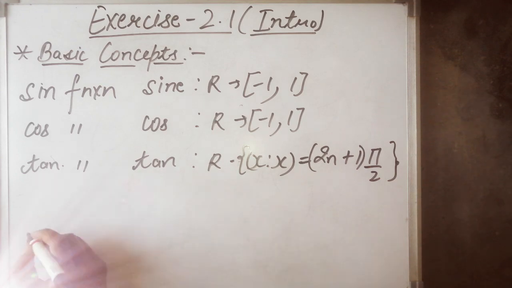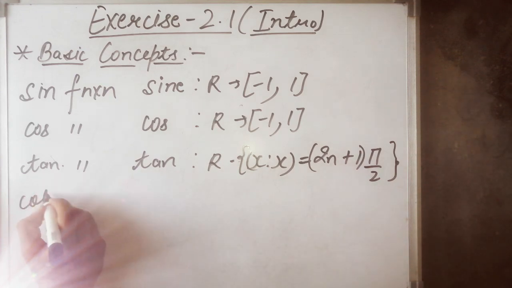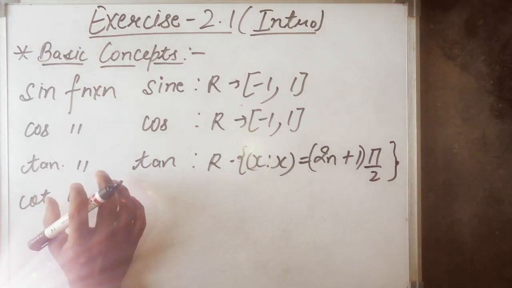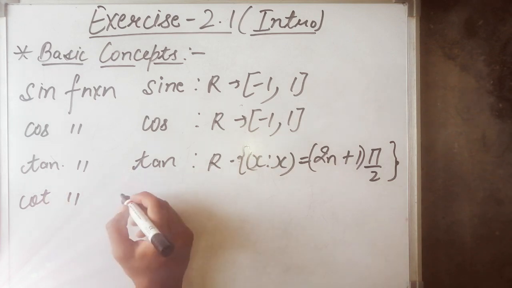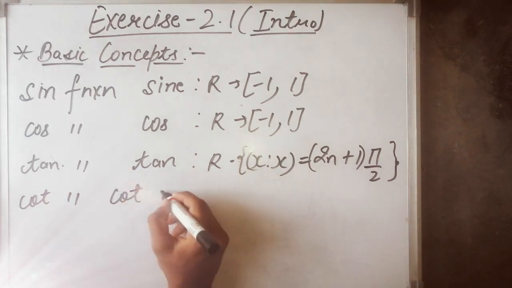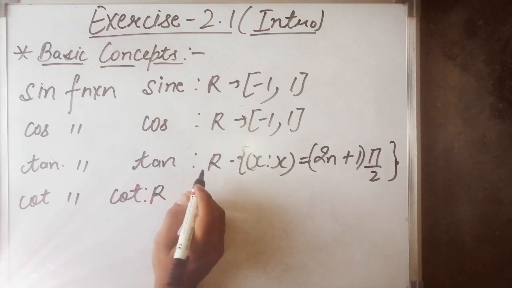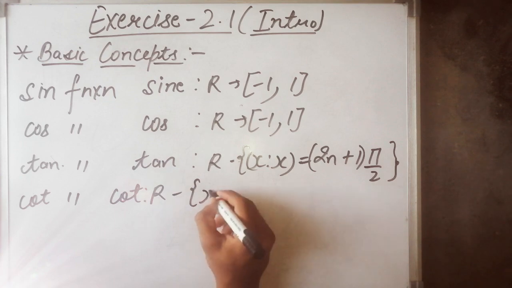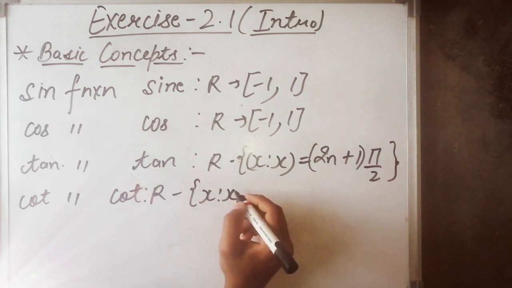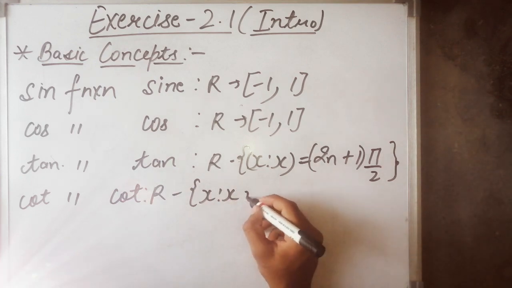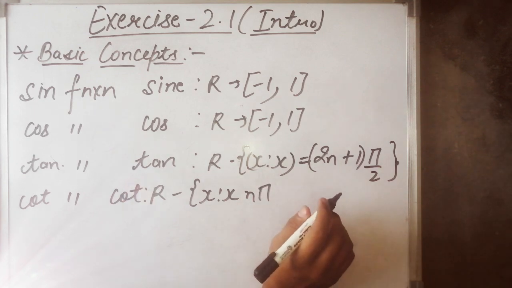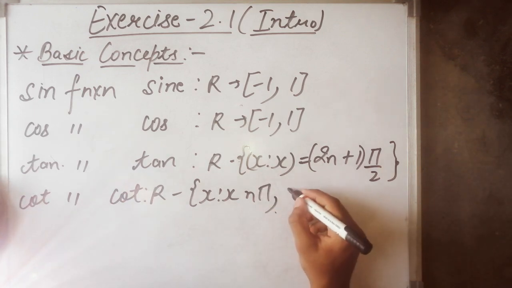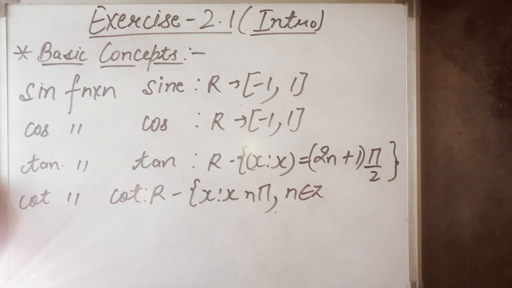Now let's have a look at the cotangent function. Cot is defined on real numbers minus n pi, where n belongs to Z. Let me write all of these down, so pause the video to note it down.